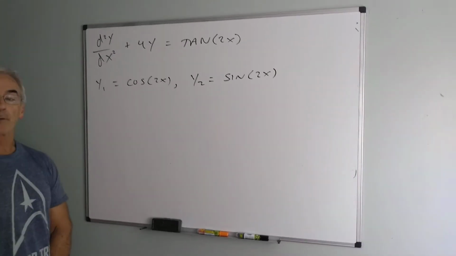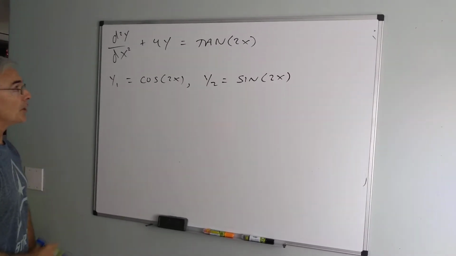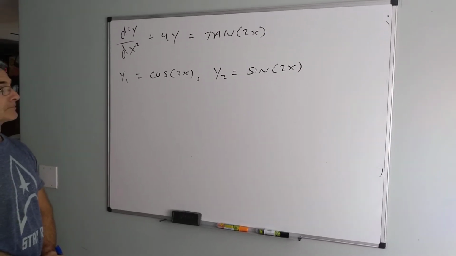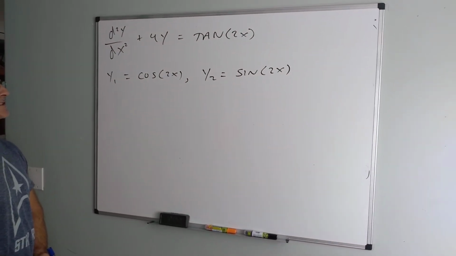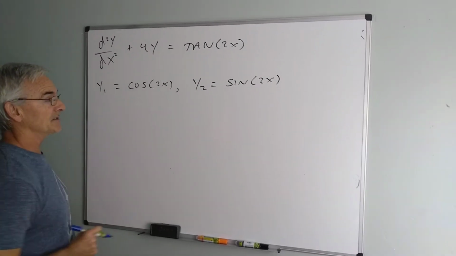I wanted to do another example of using variation of parameters. So let's consider the following second order non-homogeneous differential equation. And we can see fairly simply that the solution to the homogeneous is cosine 2x and sine 2x.